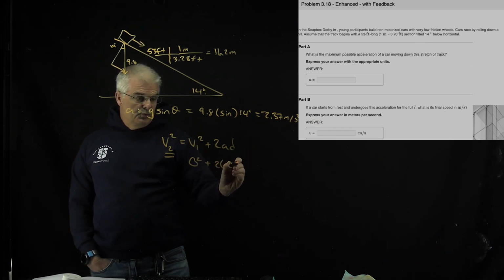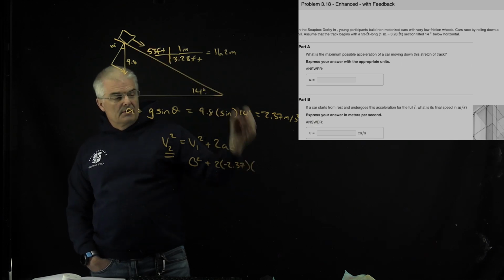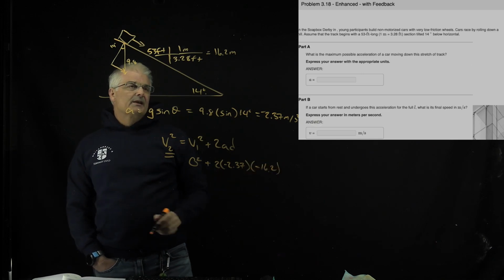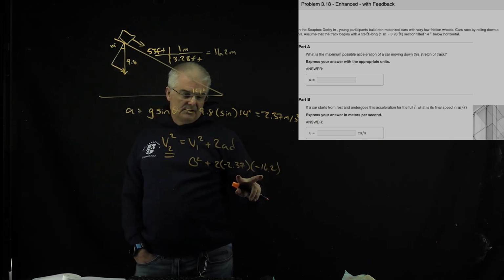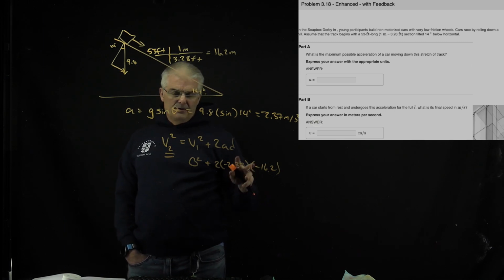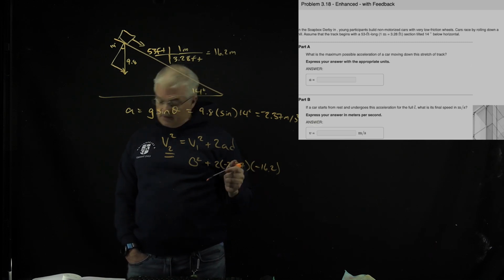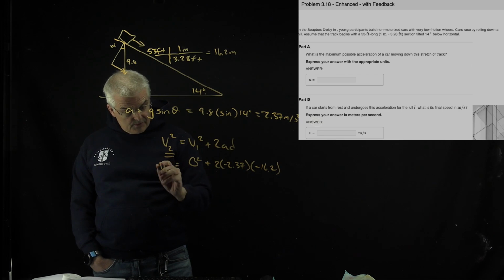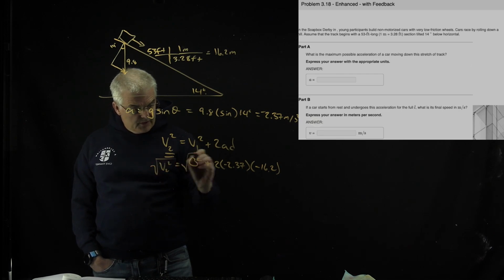negative 2.37. And the distance, depends on how I would just say it's negative 16.2. You might ask the question, because I'm going to eventually take a square root, I can't take the square root of a negative number, so it all depends on your terms. But anyways, when you get all this, and you set that equal to v2 squared, super important, so the real answer is going to be the square root of this.